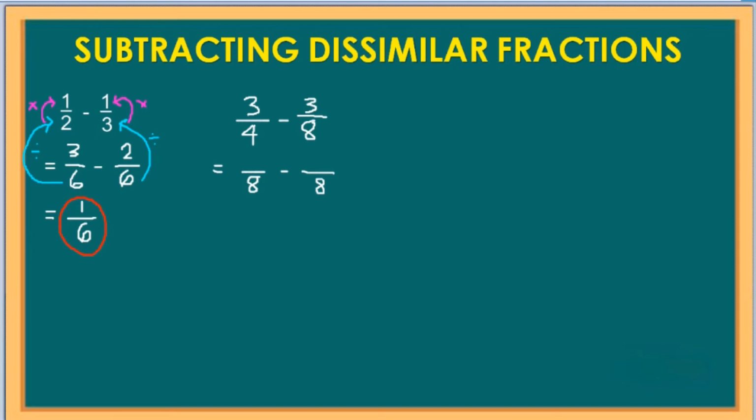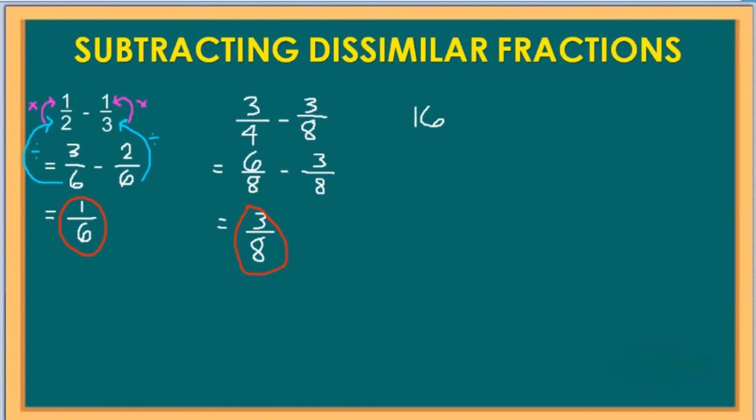We just use LCD if it is already in fraction. So 8 divided by 4 is 2 times 3 is 6. For the other fraction, 8 divided by 8 is 1 times 3 is 3. So we already have similar fractions, so we can subtract already. 6 minus 3 is 3, then copy the common denominator 8. The final answer is 3/8.